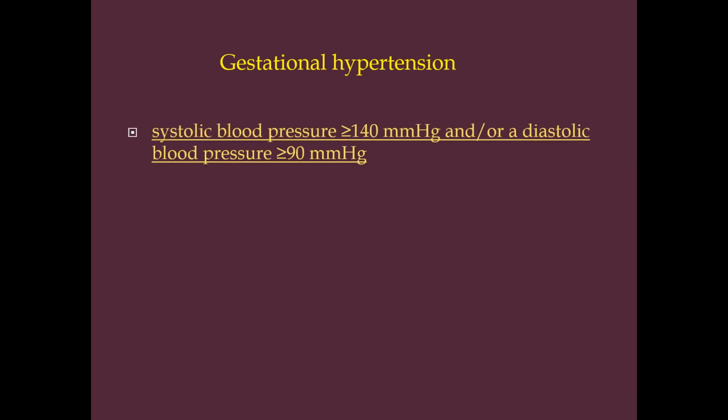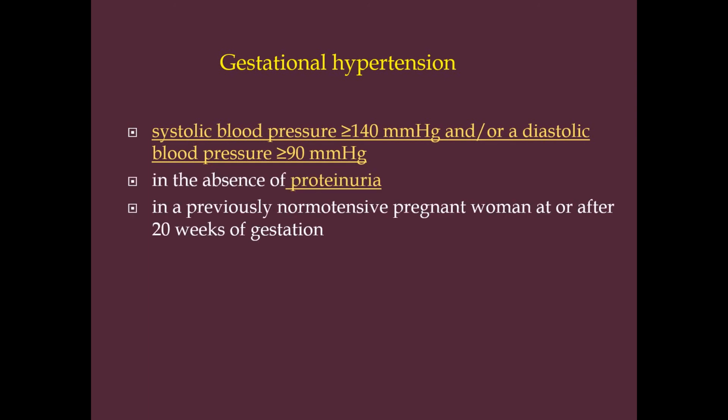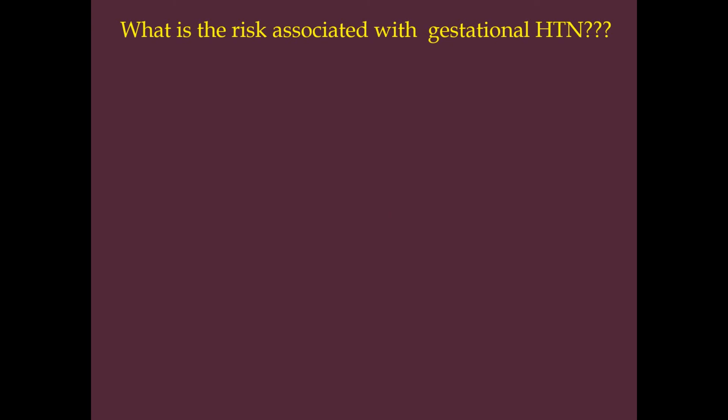Gestational hypertension is defined as systolic blood pressure more than 140 mmHg or diastolic blood pressure more than 90 mmHg in absence of proteinuria after 20-week gestation in previously normotensive patients. What is the risk associated with gestational hypertension?